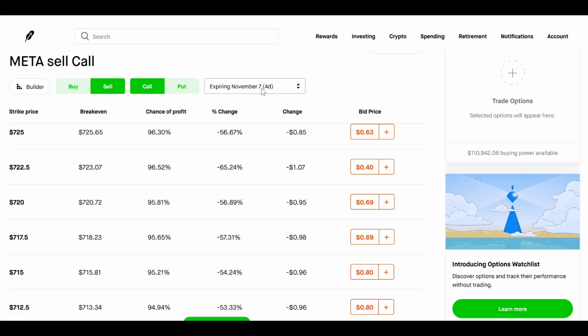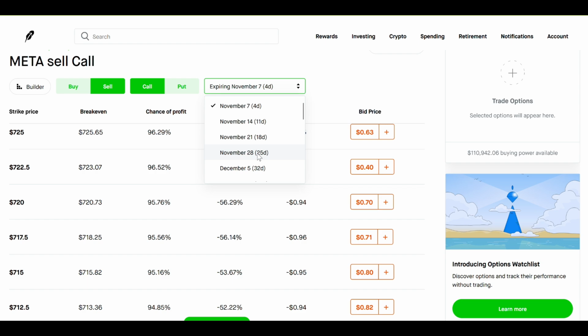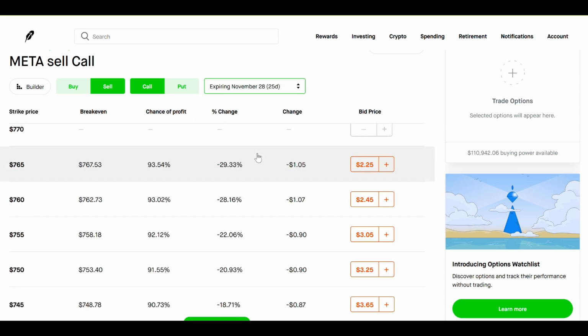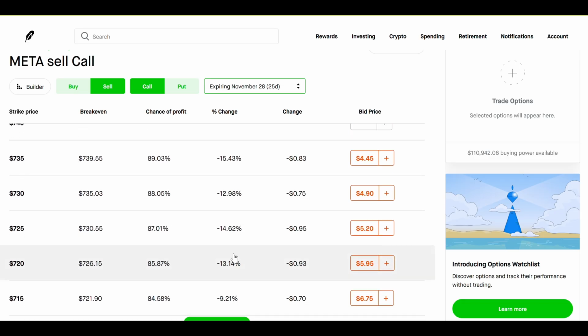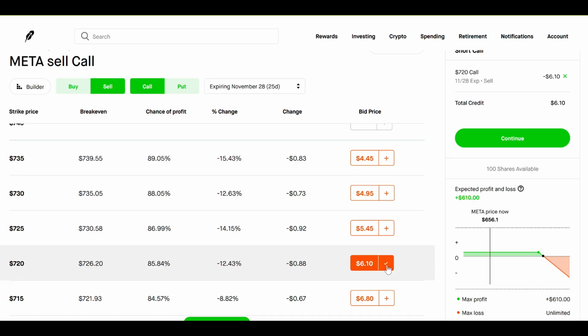I had actually sold a put option, which did go in the money, and therefore I was put the stock. I'm going to go out about a month to November 28th, so I'll get a little bit more premium that way. So I'm going to click on the price 720. This is again the price that I entered. I like to sell the call at the price that I entered or at a higher price, so I get my money back, or I get more appreciation in the stock. Right now it's going for about $610, which is not bad for just under a month.